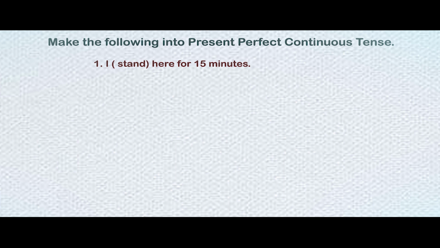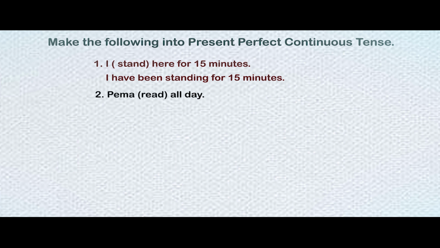So when you apply the rule of present perfect continuous tense, that is subject plus have or has plus been plus ing form of the verb, how will you convert this? I have been standing for 15 minutes. So we have this sentence after applying the rule.